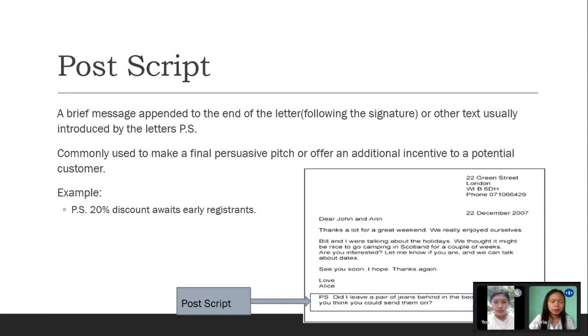Next is the postscript, a brief message appended to the end of the letter, following the signature or other text, usually introduced by the letters PS. Commonly used to make a final persuasive pitch or offer an additional incentive to a potential customer. Example is, PS: 20% discount awaits early registrants. Another example is, PS: Did I leave a pair of jeans behind in the bedroom? If so, do you think you could send them on? Postscripts are usually used in informal letters.